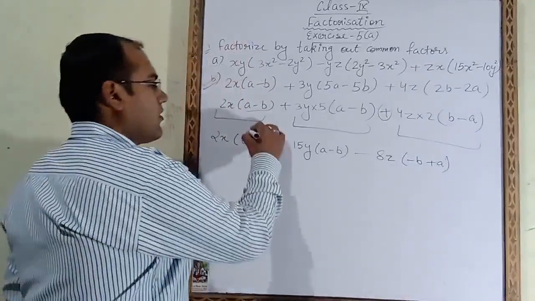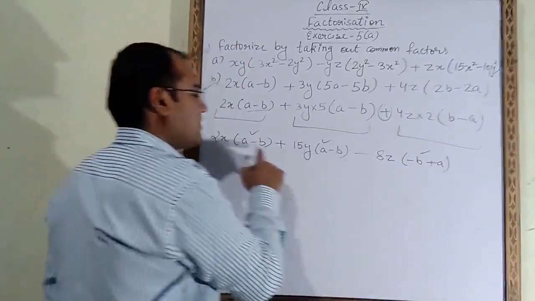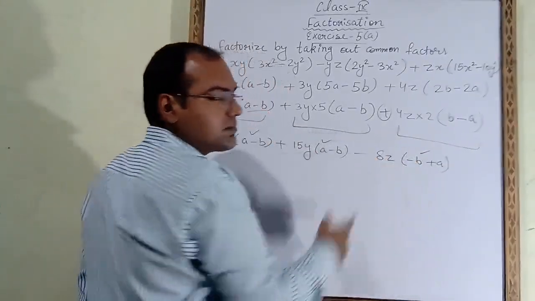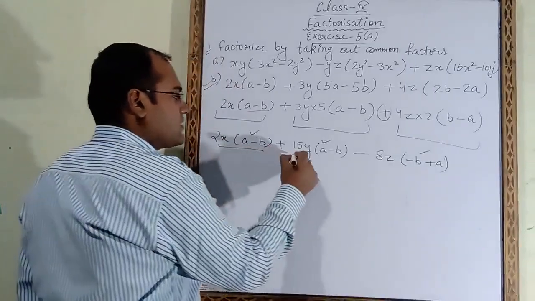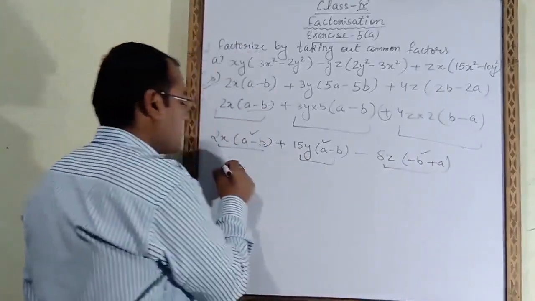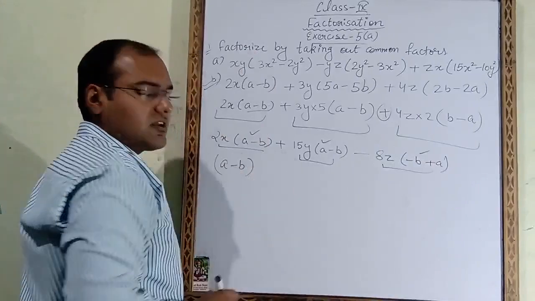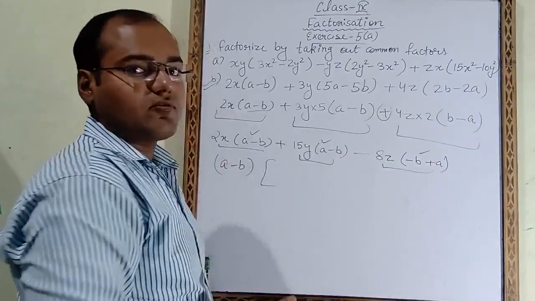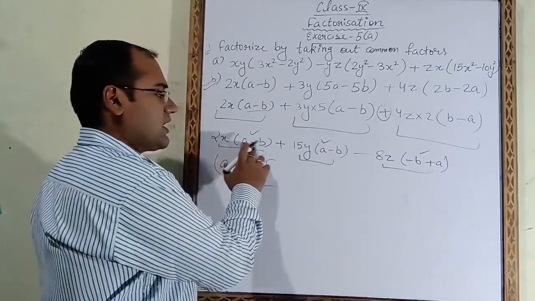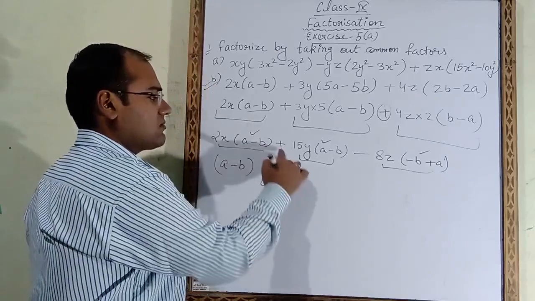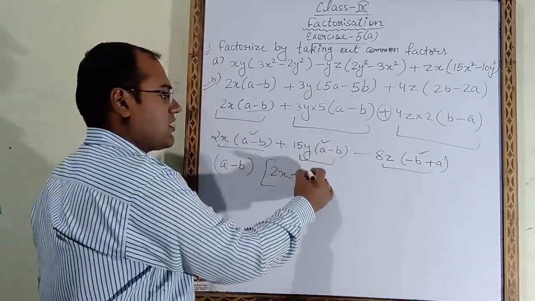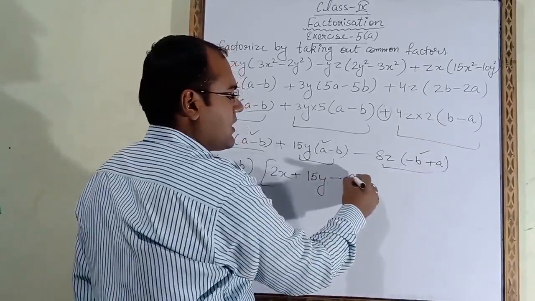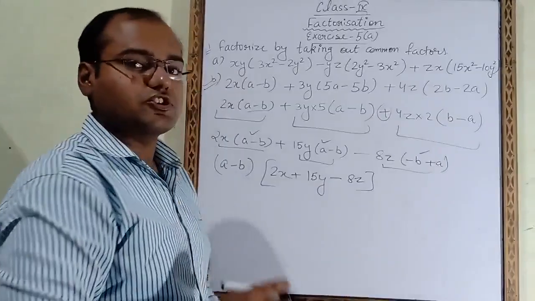Now all the three brackets are the same, you can check it. a minus b, a minus b. This is also a minus b. Now we will take common from these three terms. What will be common? a minus b will be common. So when we take a minus b outside, in the other bracket you have to write the remaining numbers. After taking a minus b common, here it will be 2x plus, here it will be 15y minus, here it will be 8z. So like this you have to do such questions.